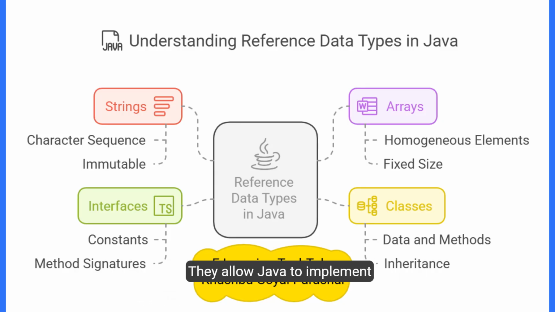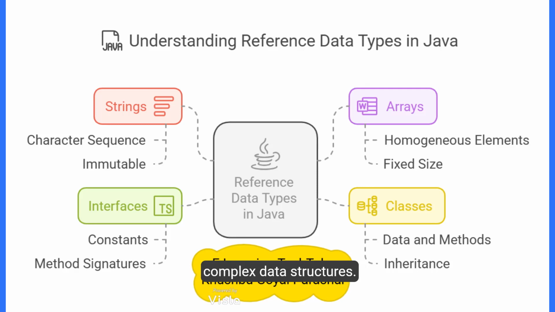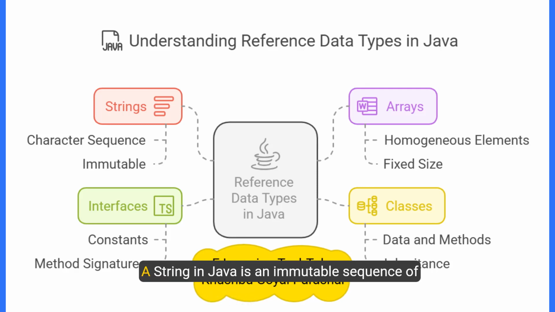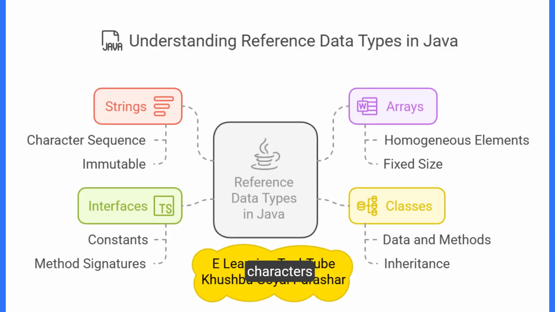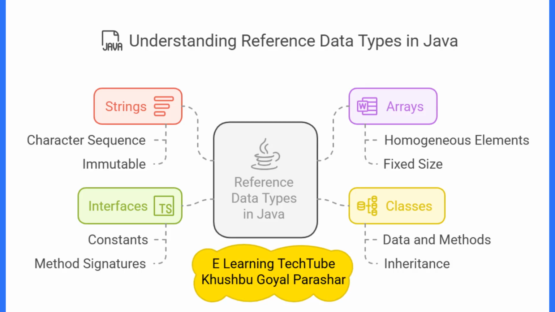They allow Java to implement object-oriented programming by supporting properties, methods, and complex data structures. First, let's talk about strings. A string in Java is an immutable sequence of characters. For example, String myString = "Hello, Java". Since strings are immutable, any modification creates a new string object rather than changing the original.